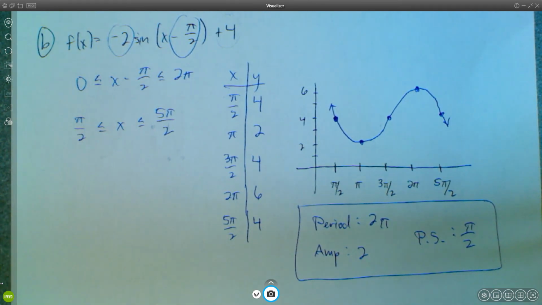Okay, so this is how graphing goes with sine and cosine. We'll talk about tangent, cotangent, secant, and cosecant in the next 2 sections. But that's it for now.